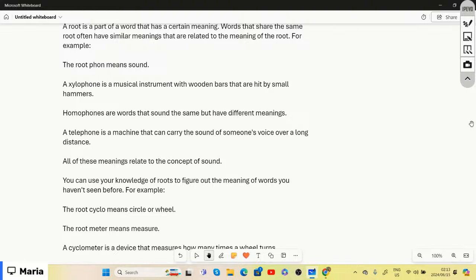All right. So that is our root word phone, right? And we see that the phone means sound, and then if there are words with a similar root, then it means that those words are also going to have something to do with sound, or they're going to be connected with sound in some way. All right.